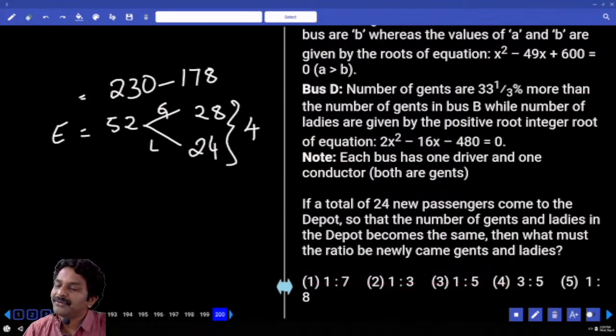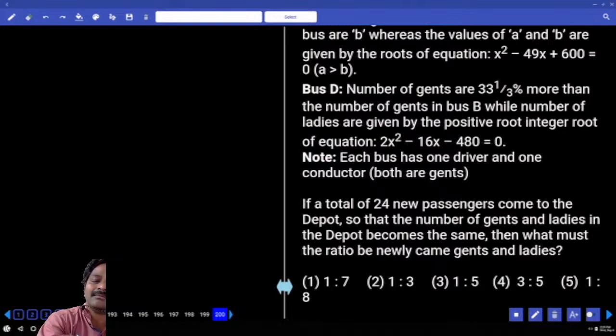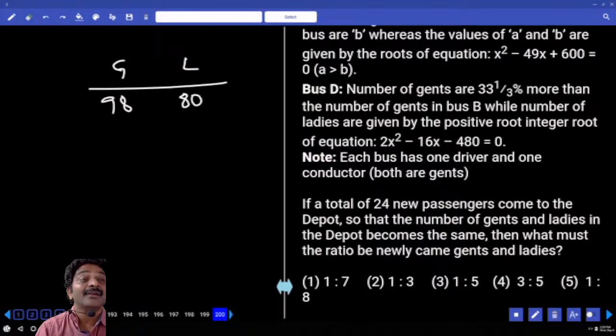If a total of 24 passengers come to the depot, so that the number of gents and ladies in the depot becomes the same, then what must be the ratio of newly came gents and ladies? Okay, right. Already how many gents are there? 98. How many ladies are there? Total how many are there? 178. How many more people are coming?